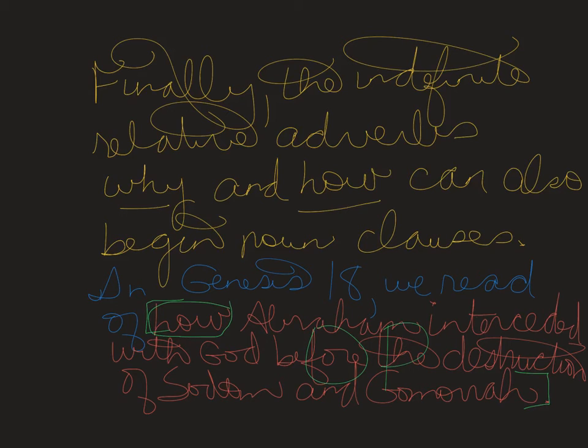How Abraham interceded with God before the destruction of Sodom and Gomorrah. The whole clause functions as the object of the preposition of, and you see that the indefinite relative adverb how begins this clause.